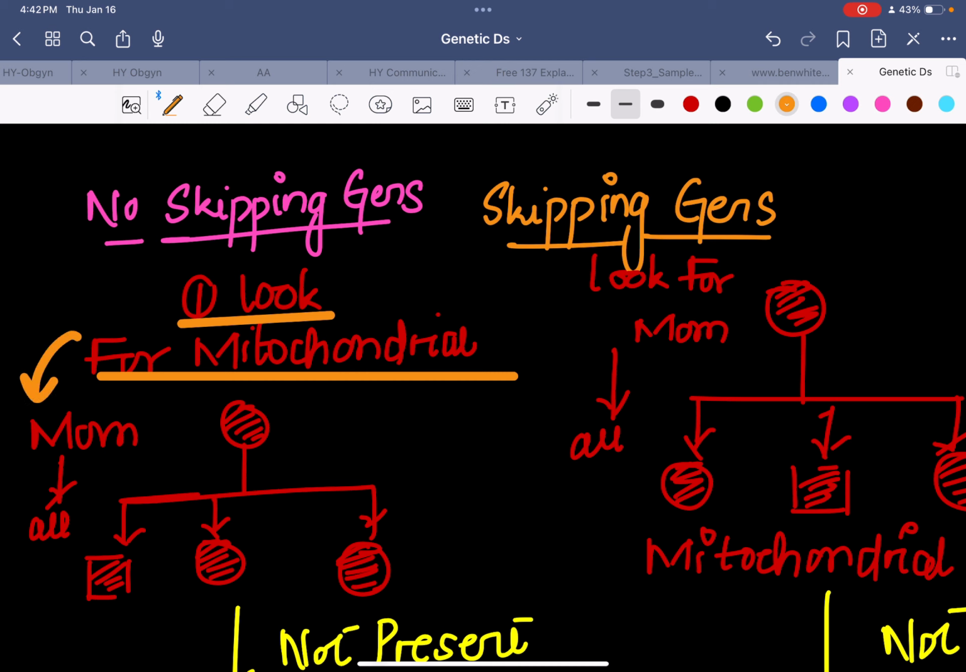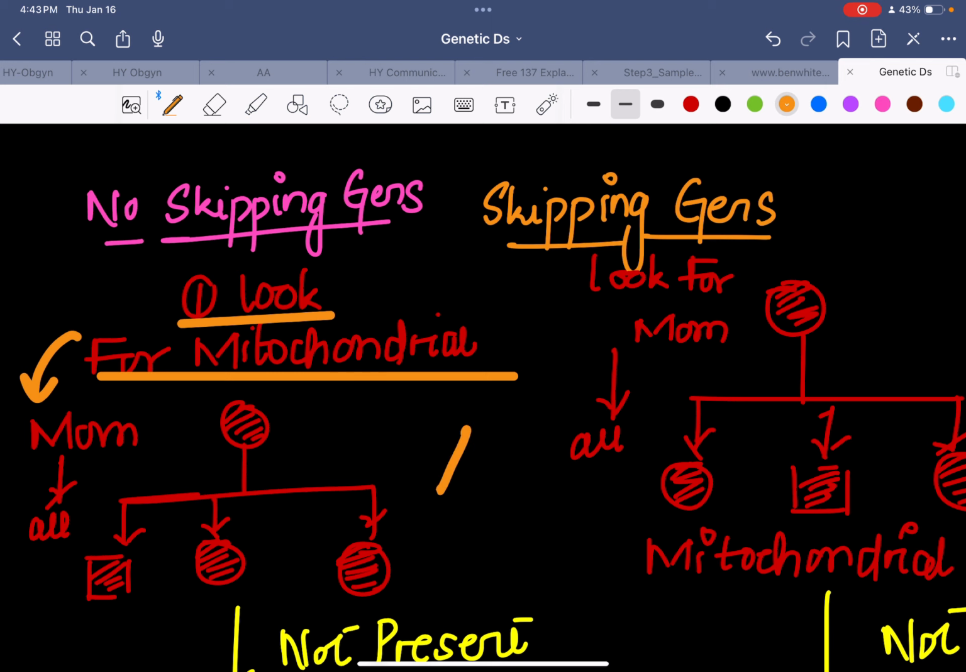You always look at the mom and see whether the disease is going from mom to all. From mom, the boys and the girls are all inheriting the disease. That means it's mitochondrial, because mom's mitochondrial DNA goes to both the boys and girls, right? So if it's mom to all, that's a mitochondrial disease, like MERRF and Leigh syndrome and Leber's hereditary optic neuropathy, right?